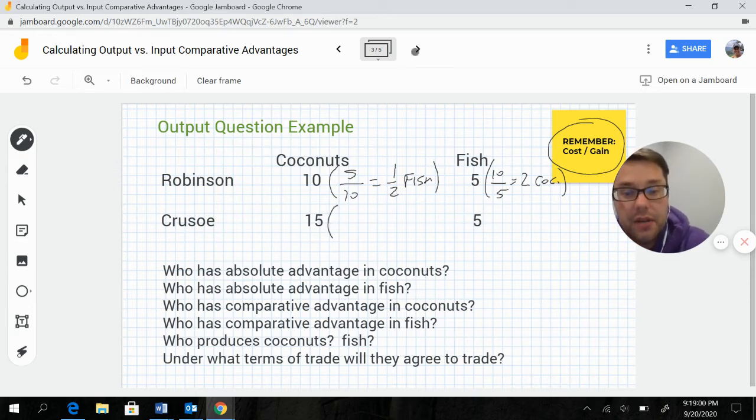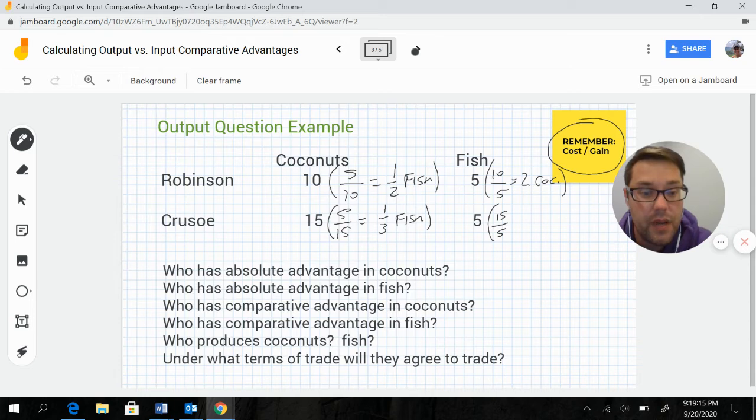All right, let's come down here. So we gave up 5, we gained 15. That is 1/3 of a fish. Come back over here, 15 over 5. That is 3, and that's in terms of coconuts. Okay, so we should have all our information here.